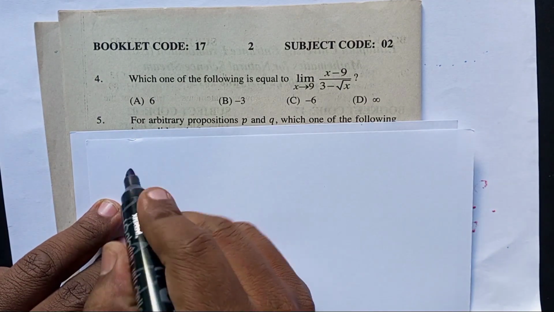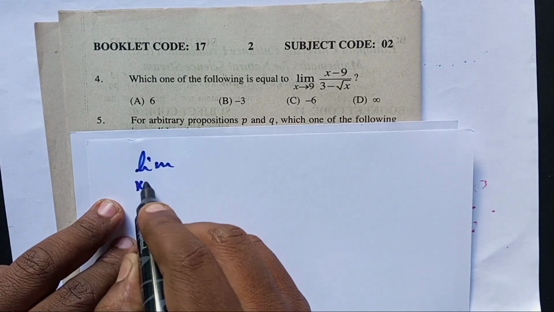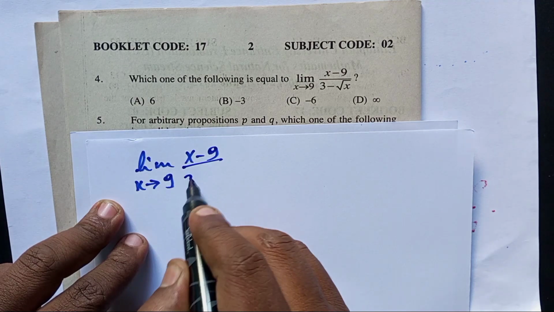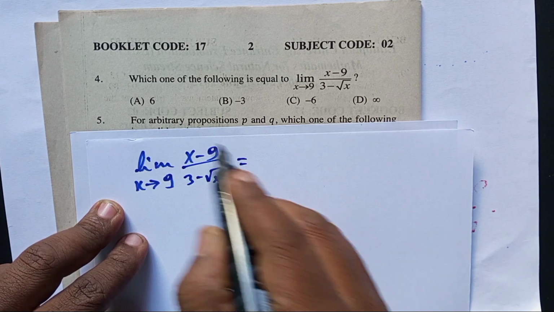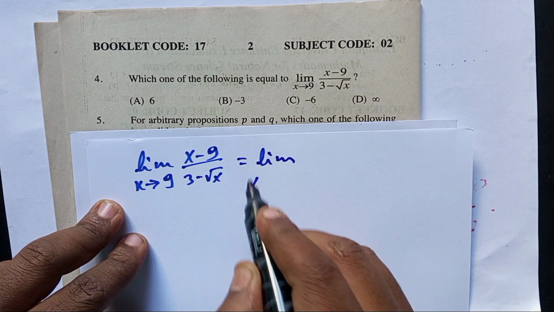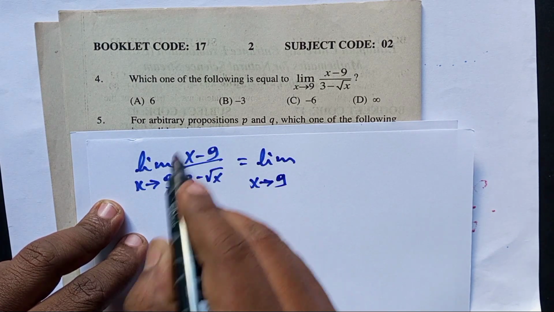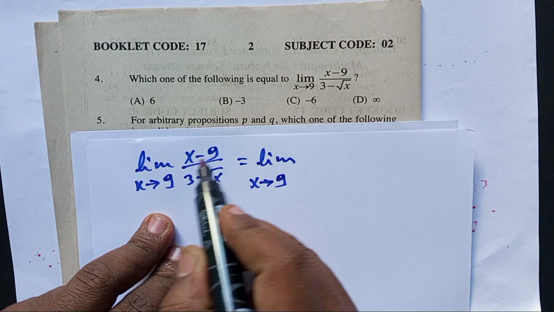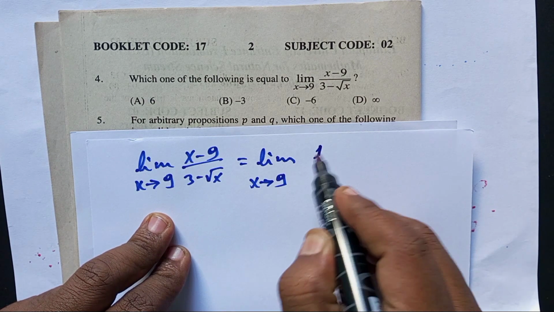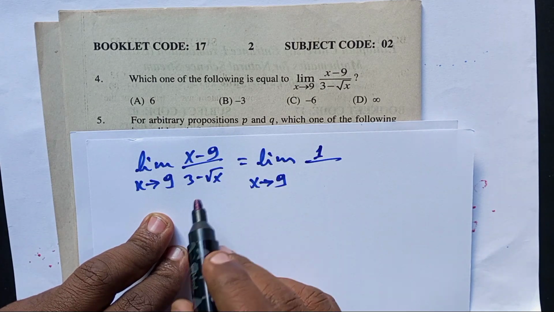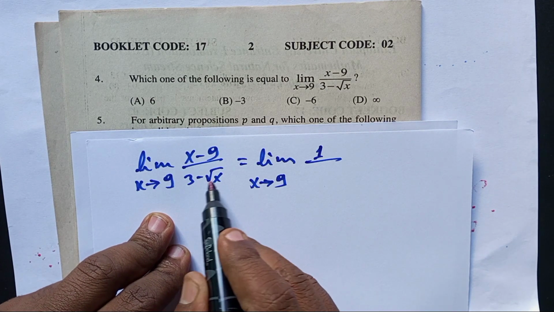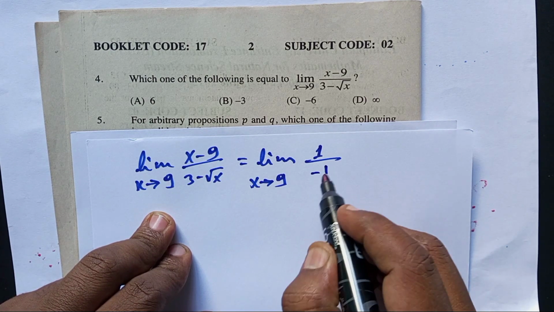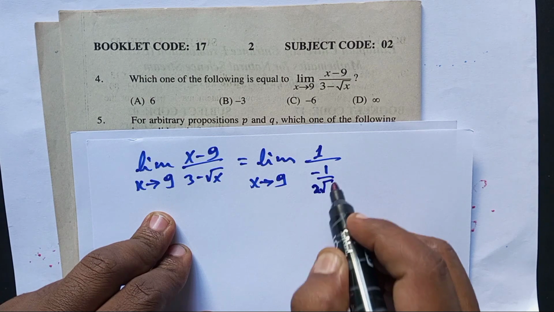According to L'Hopital's rule, we have the limit as x approaches 9 of (x minus 9) over (3 minus the square root of x) equal to the limit as x approaches 9 of the derivatives of the numerator and the denominator taken individually. The derivative of x minus 9 is 1, since the derivative of x is 1 and 9 is a constant, which is 0. The derivative of 3 minus the square root of x: 3 gives 0, and the derivative of negative square root of x is negative 1 over 2 root x.